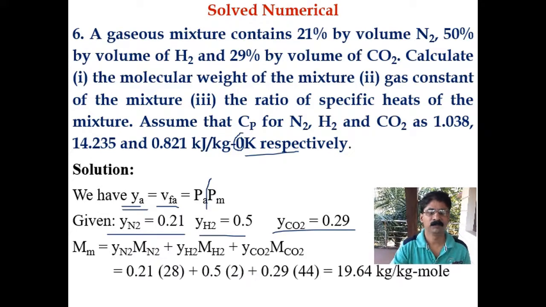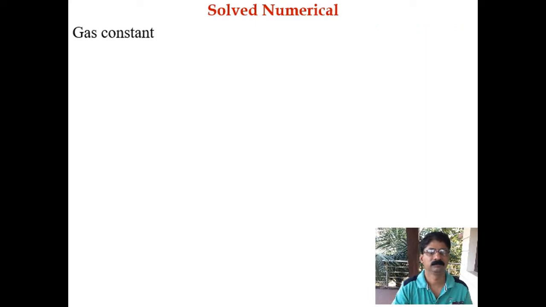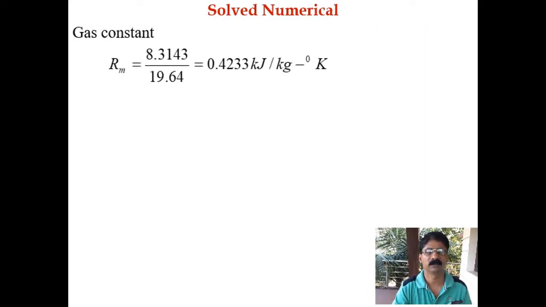Then the molecular weight of the mixture, by the usual formula, you'll get 19.64 kg per kg mole. Then the gas constant, Rm, is equal to R bar by the molecular weight of the mixture, so you'll get 0.4233 kilojoules per kg Kelvin. There is not much difficulty in solving these problems, so I'm going a bit faster. You can just work it out.